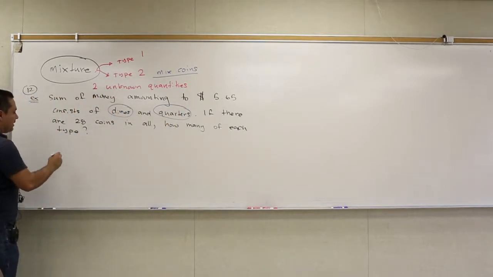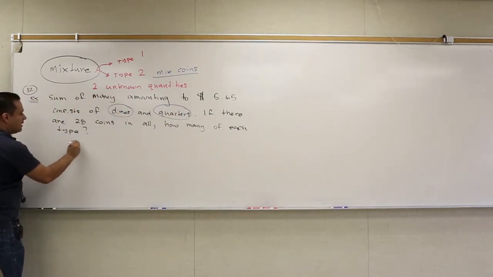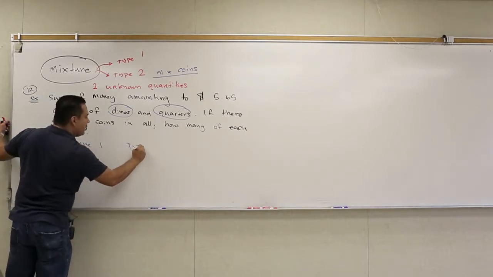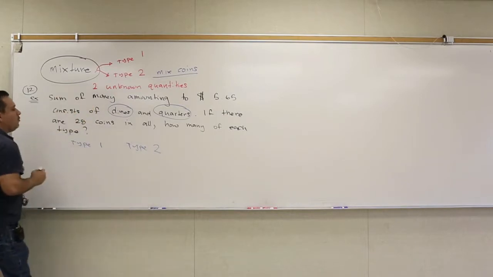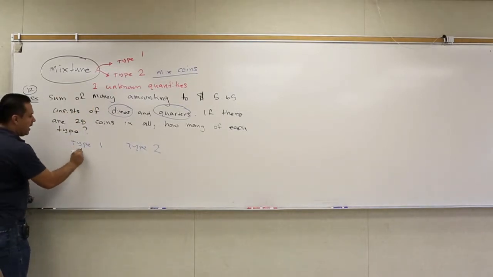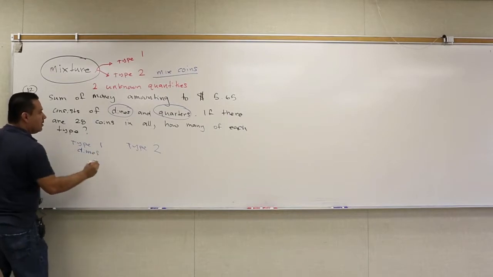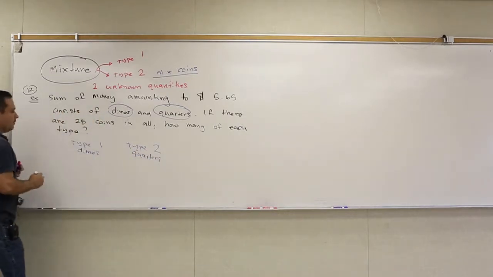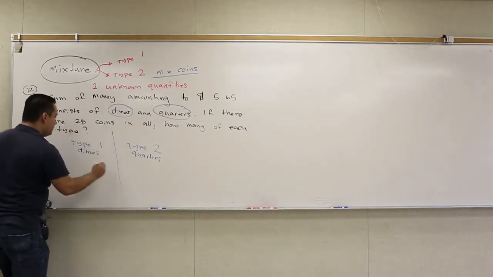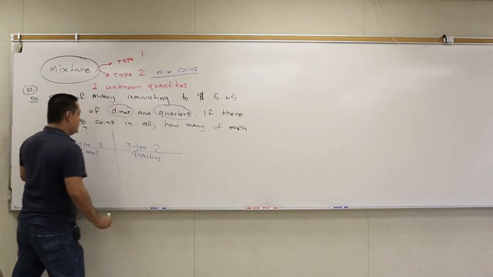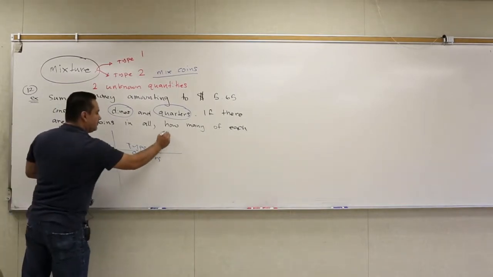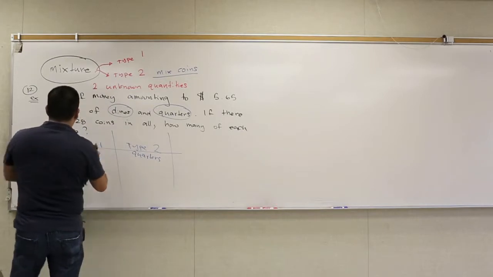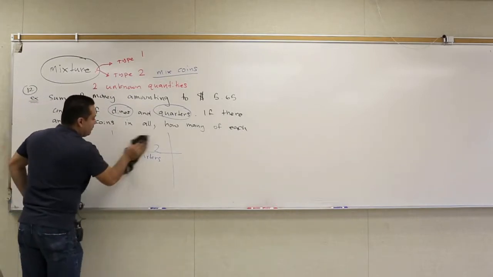So let me set this up for you. I'm going to say here you've got a type 1 and a type 2 coin. What are they? Dimes. What else? Quarters. Okay? Yeah, let's do this over here. We've got dimes and quarters here. We'll do it over here.